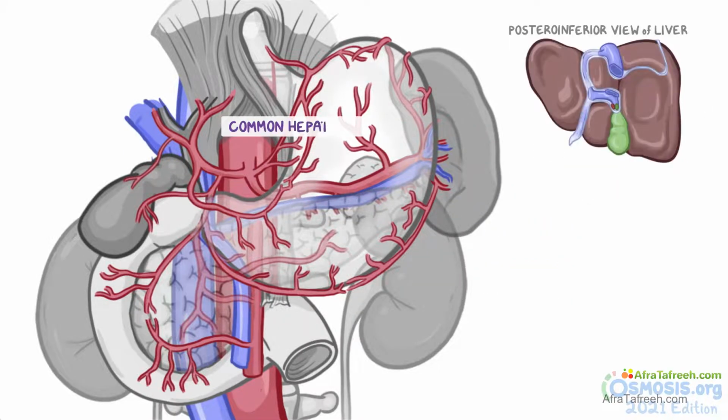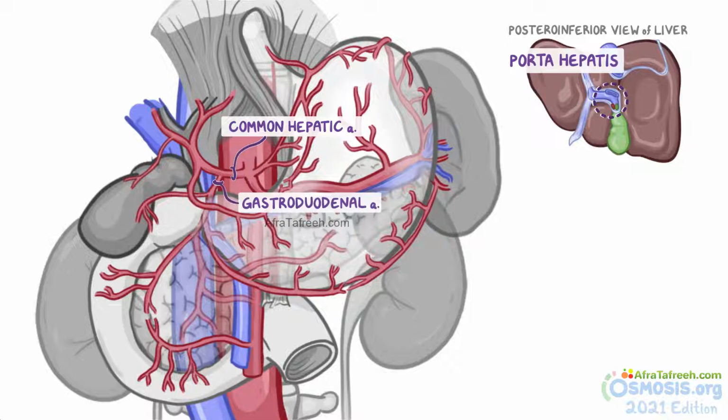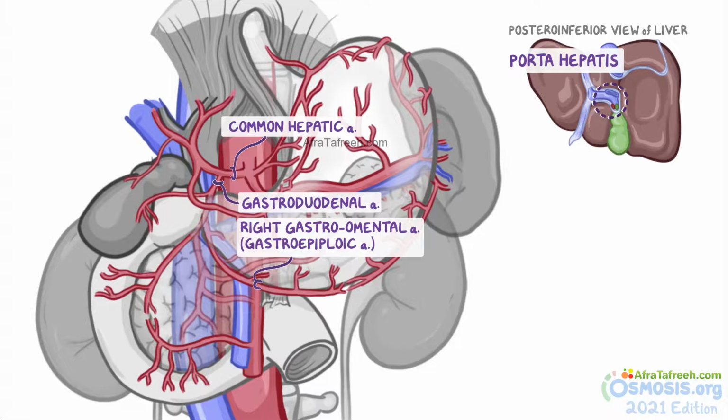Finally, the common hepatic artery goes towards the porta hepatis, which is a small but deep transverse fissure through which all the neurovascular structures of the liver pass. The common hepatic artery separates into 2 main branches. The first branch is the gastroduodenal artery that descends behind the first part of the duodenum and gives 2 more major branches. First is the right gastro-omental or gastroepiploic artery, which enters the greater omentum and passes along the greater curvature of the stomach to supply its walls and to anastomose with the left gastro-omental artery.